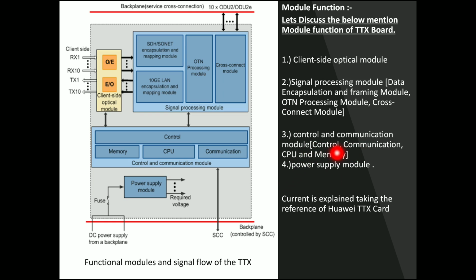Third one is the control and communication module: control, communication, CPU and memory. This function is performed by the control and communication module. Fourth one is the power supply module, which is used to supply power to all of the modules.